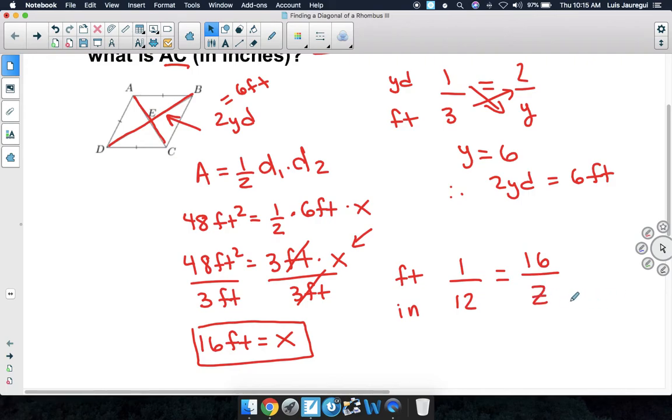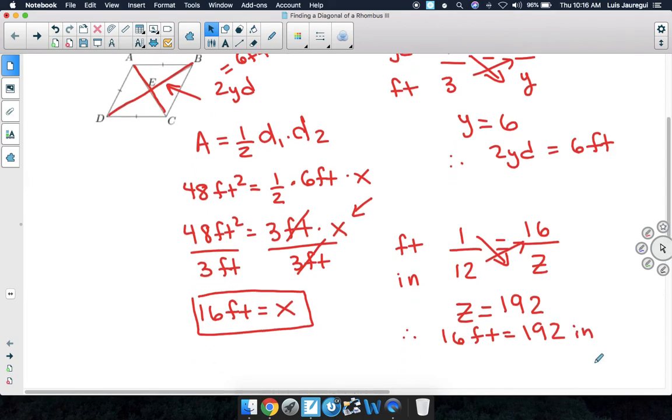Let's solve for z by solving this proportion. To do so, we're going to cross multiply. So we have 1 times z is simply z, and we have 12 times 16. Okay, so 12 times 16 is going to give us 192. So we can say, therefore, the 16 feet are equal to 192 inches.